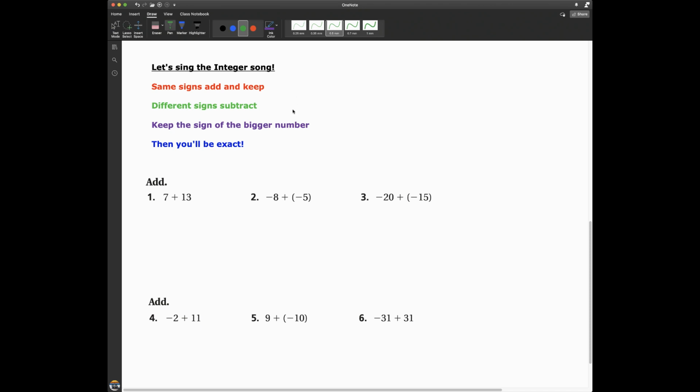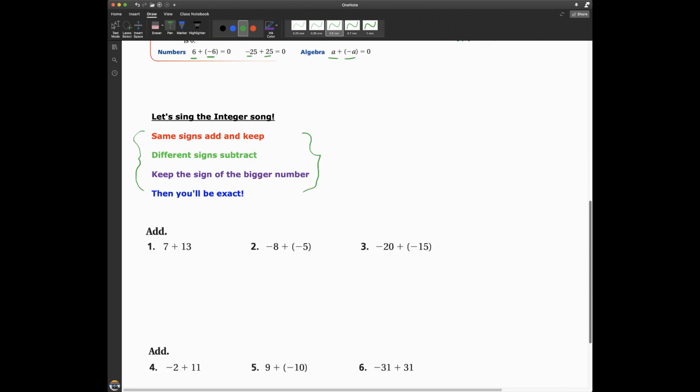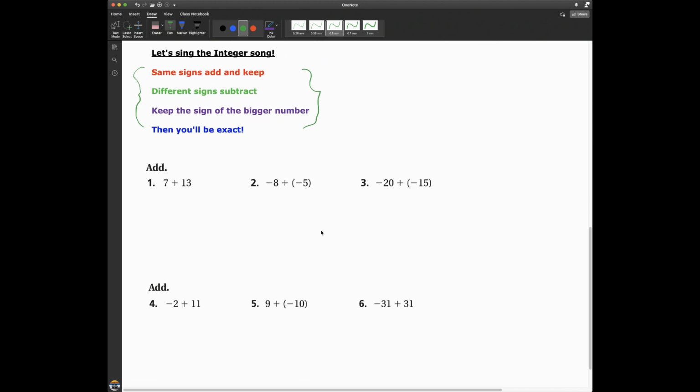All right. So this is a very helpful way to remember what to do when you are going to add integers. So let's apply this song and what I talked about above to some examples. All right. So I'm going to work out a couple. I'm going to leave one for you.